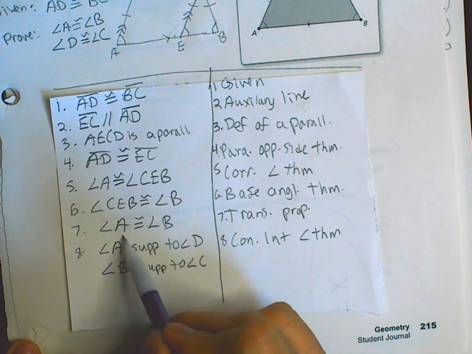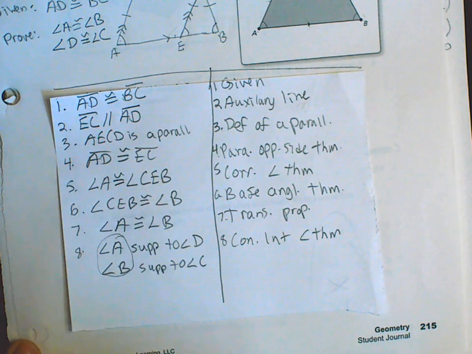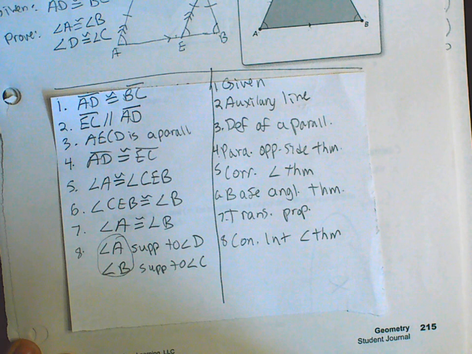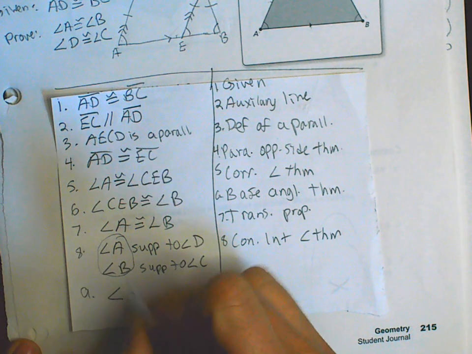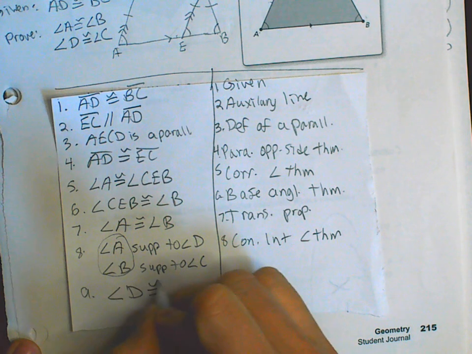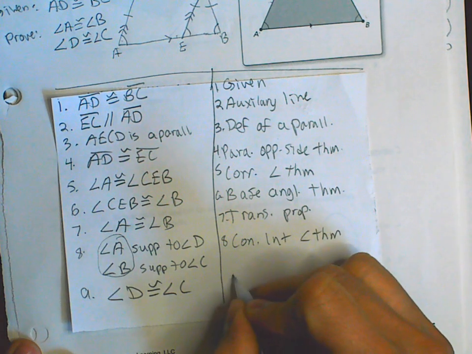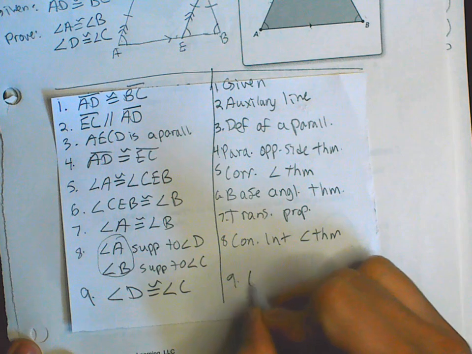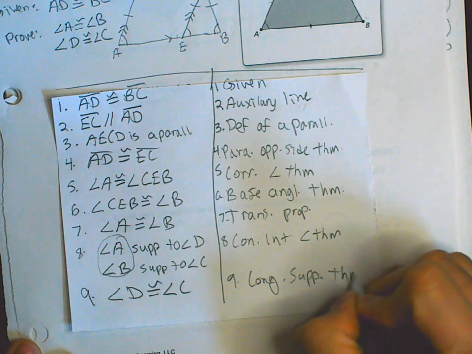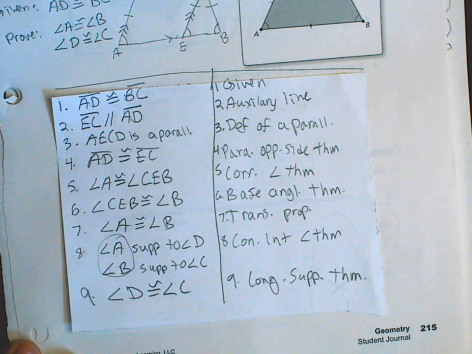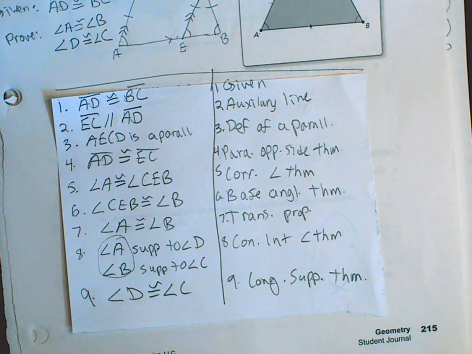So here's the thing. We already know that A and B are congruent. So when you have two angles that are supplementary to the same angle, they're going to be congruent, which makes angle D congruent to angle C. And that's called the congruent supplement theorem. Now, do I expect you guys to come up with this whole proof all by yourself? No, I really don't. I do expect you to understand it and know where it came from.